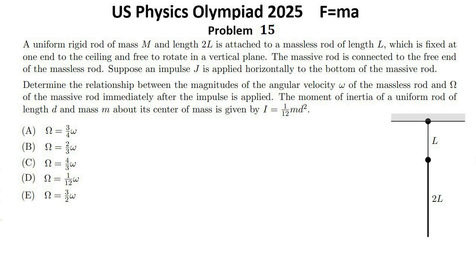Problem number 15. A uniform rigid rod of mass m and length 2L is attached to a massless rod of length L, which is fixed at one end to the ceiling and free to rotate in a vertical plane. The massive rod is connected to the free end of the massless rod. Suppose an impulse J is applied horizontally to the bottom of the massive rod. Determine the relationship between the magnitudes of the angular velocity omega small of the massless rod and omega capital of the massive rod immediately after the impulse is applied. The moment of inertia of a uniform rod of length d and mass m about its center of mass is given by I equals 1/12 md squared.